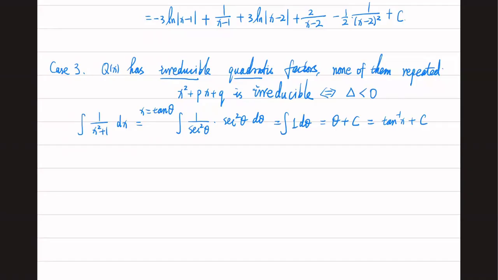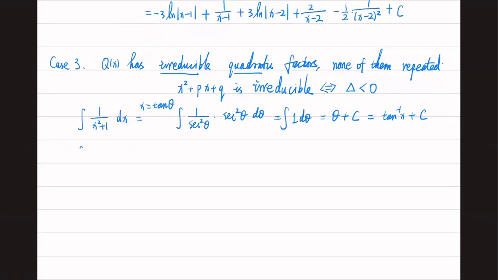Second case, for this quadratic factor, we can allow x on the numerator. Okay, now Sakina, any idea? So where should we go to integrate this? x over x squared plus 1. Zhen, what would you do?